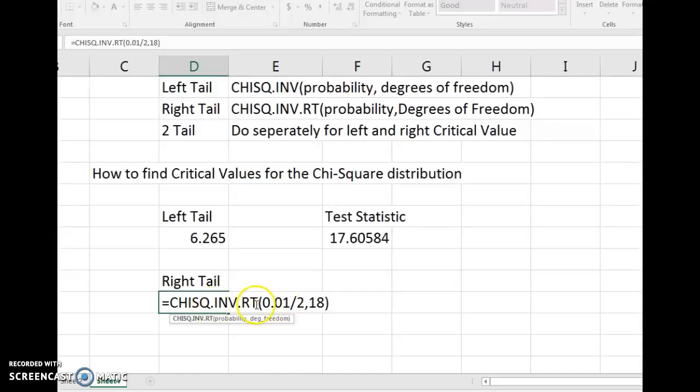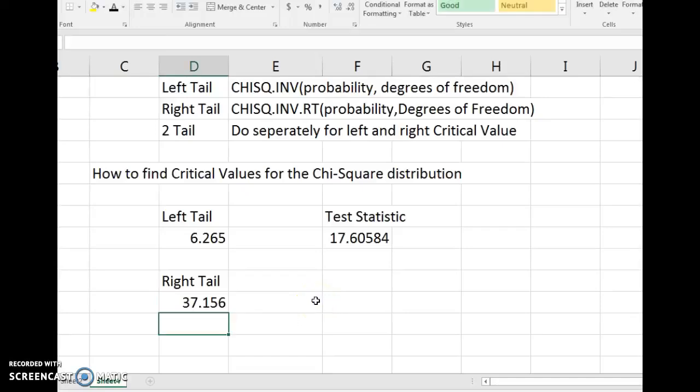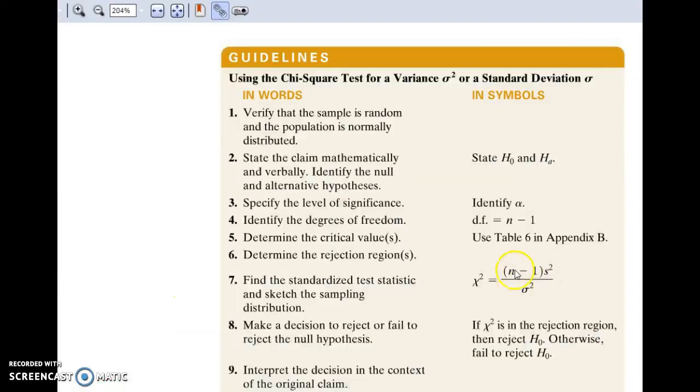And again, for the right tail critical value, divide the 1% in half, divide it by 2, and 18 is our degrees of freedom. So if we get back a test statistic that's less than 6 or bigger than 37, that's when we're going to reject the null hypothesis. Now here's how you find the test statistic for our chi-square distribution. You're going to take the degrees of freedom, the sample size minus 1, multiply it by the variance of the sample, and then divide by the variance of the population, or what our null hypothesis is.